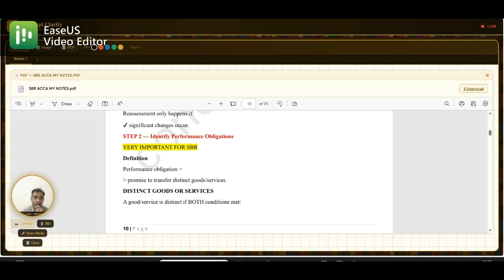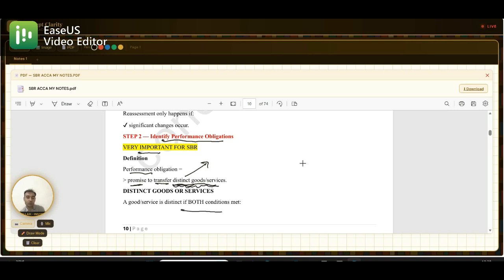Okay, now you have the second step, and that is to identify the performance obligation. And what does it mean? It means the performance obligation is basically the promise to transfer distinct goods or services. Now we have to discuss what is meant by distinct goods and services. So here we have two conditions, and if both of these conditions are met, then that means that these goods or services are distinct.